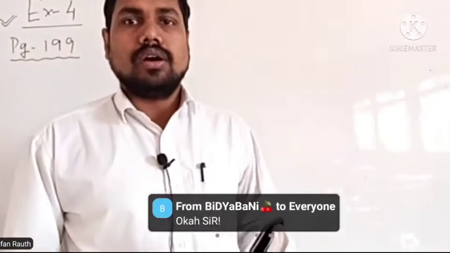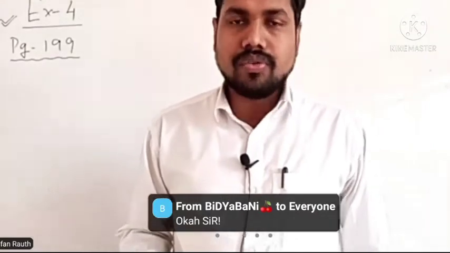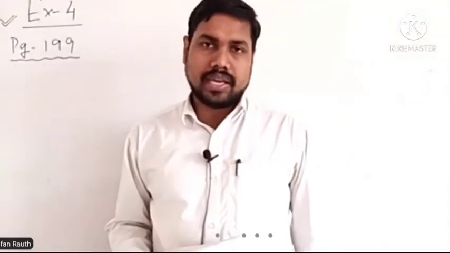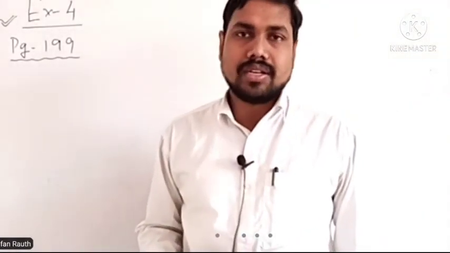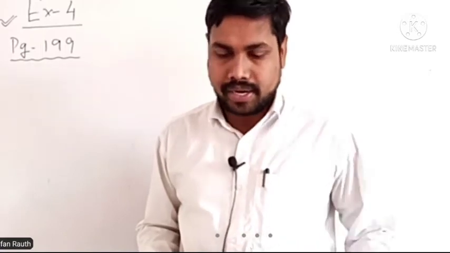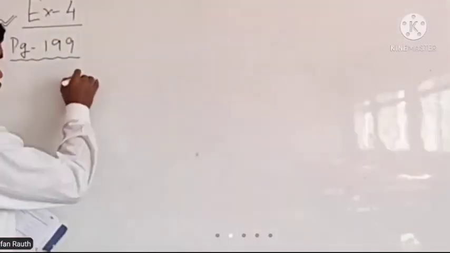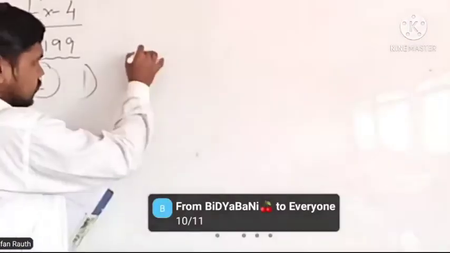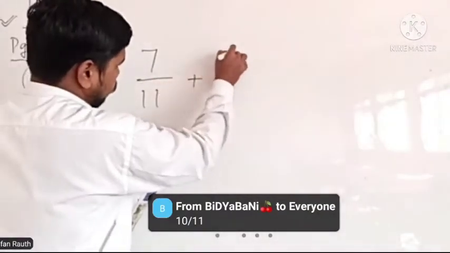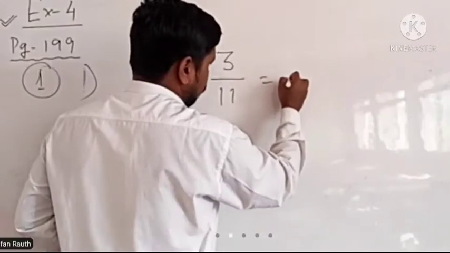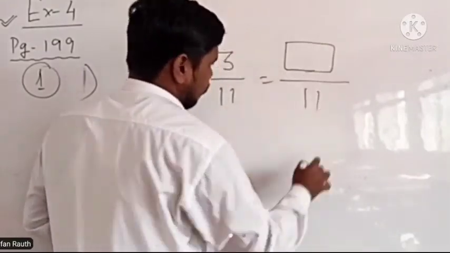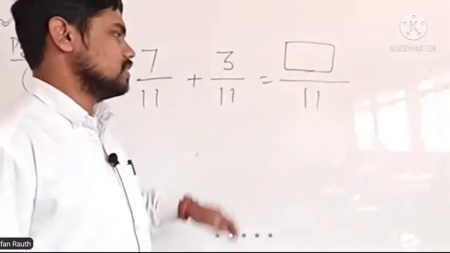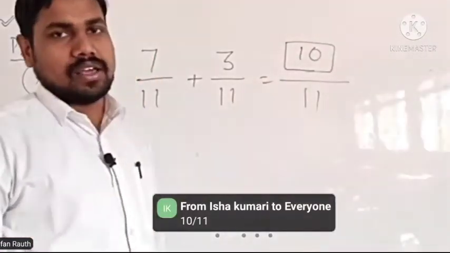We know very easily that if the denominators are the same, as in the case of fractions wherein the denominators are the same, then you need to just add the numerators. So directly you can check in question number 1, that is 7 divided by 11 plus 3 divided by 11 is equal to how much divided by 11? Very simply, in this particular case we just add the numerators. So in the numerator we have 7 plus 3. 7 plus 3 is 10. So 10 divided by 11 is the required answer.